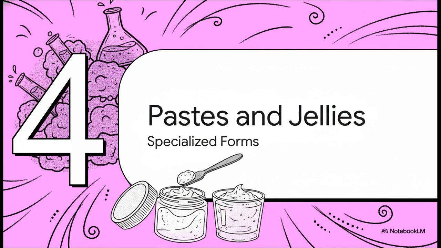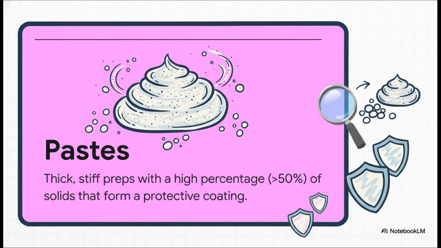All right, let's round this out with 2 more specialized forms you've got to know: pastes and jellies. So what makes a paste a paste? Well, it's all about the powder. I mean, we're talking a huge amount of solid particles in there, often more than 50%. That massive amount of powder is what makes them so thick, so stiff, and so incredibly protective. A great example is zinc oxide paste.